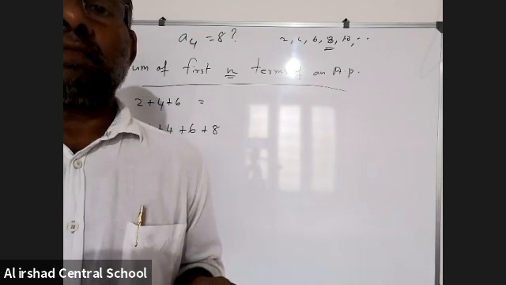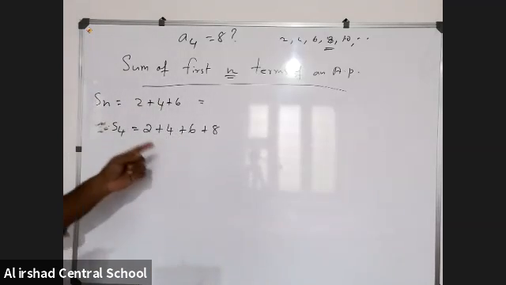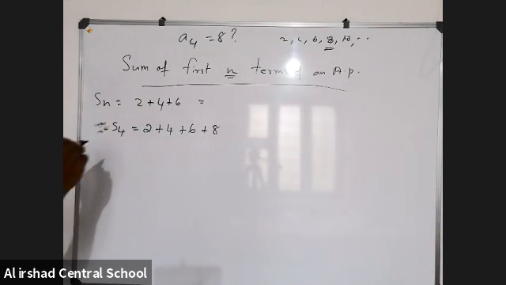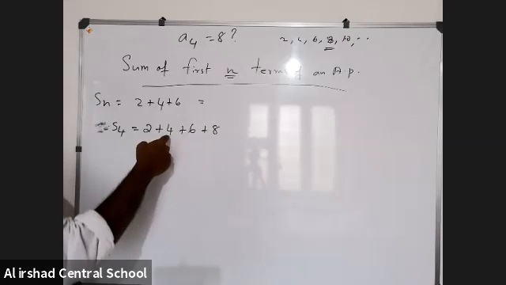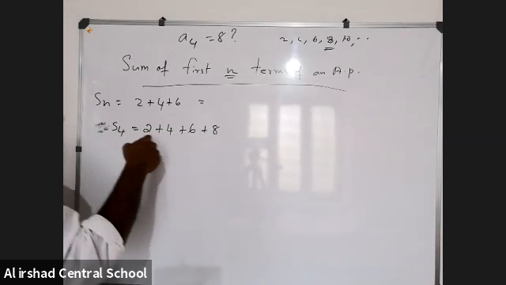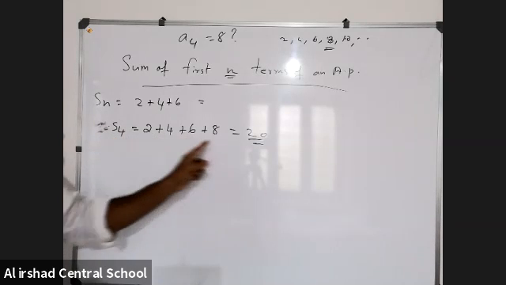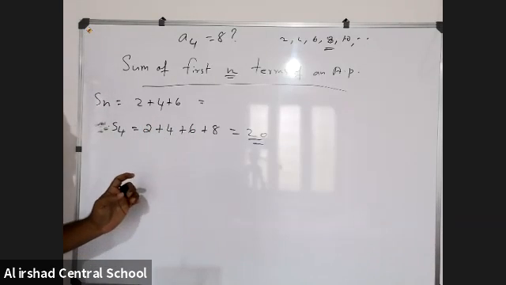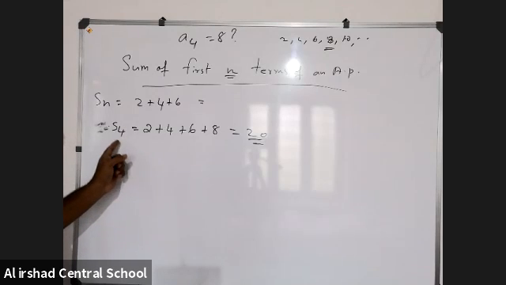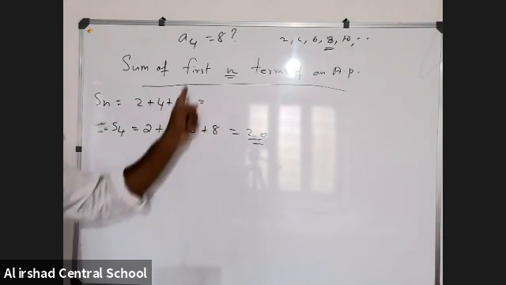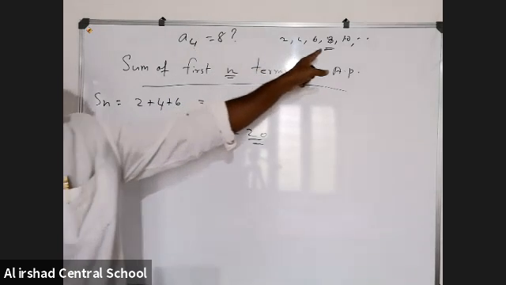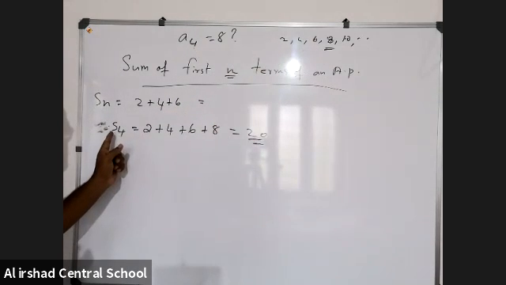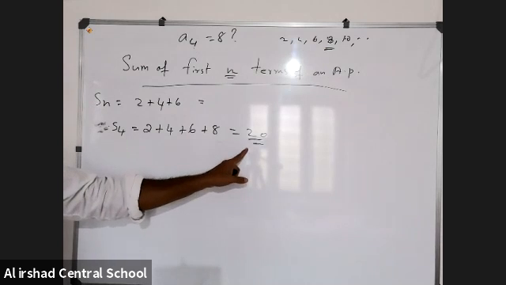SN. Okay, fine. Listen here. Be careful. It is only the point that I am telling you. 2 plus 4 plus 6 plus 8, that means 20. Here F4 is 8, but here S4 is 20. That is the difference. See, don't confuse. Here you want to find the sum of the 4 terms. The 4th term is 8, and the sum of 4 terms is 20.